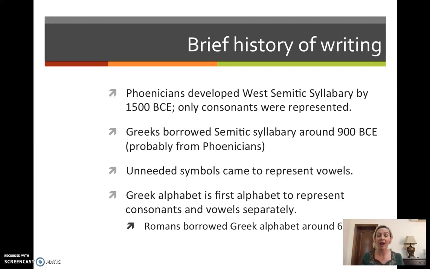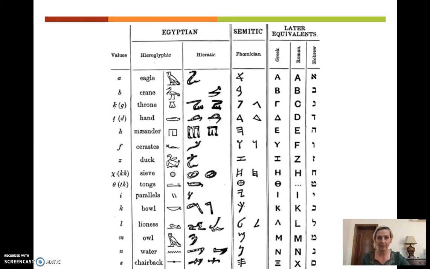So the first writing systems were all syllabic, and then the first alphabetic writing system was Greek. That means that one symbol stood for one sound, not for one syllable. So you have a separate symbol for k and a separate symbol for a. Meanwhile, the West Semitic syllabary stayed in the Middle East, and Arabic still represents syllables mostly, with some vowel symbols.